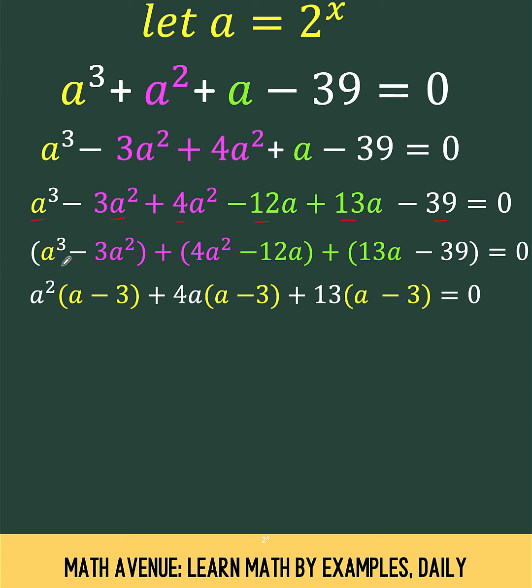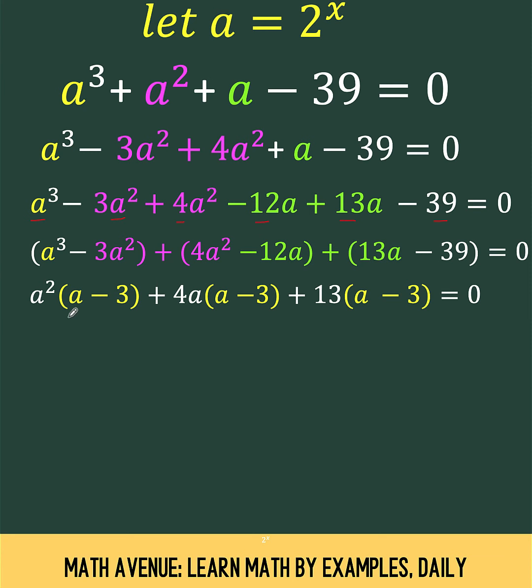So this quantity a cubed minus 3a squared divided by the common factor of a squared gives us the quantity a minus 3. The quantity 4a squared minus 12a divided by the common factor 4a gives us the quantity a minus 3, and the quantity 13a minus 39 divided by the common factor 13 gives us the quantity a minus 3. Copy equals 0 at the right side.